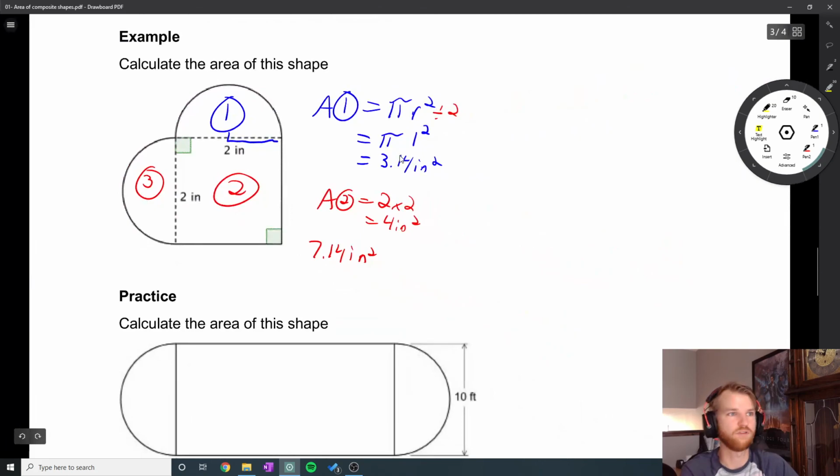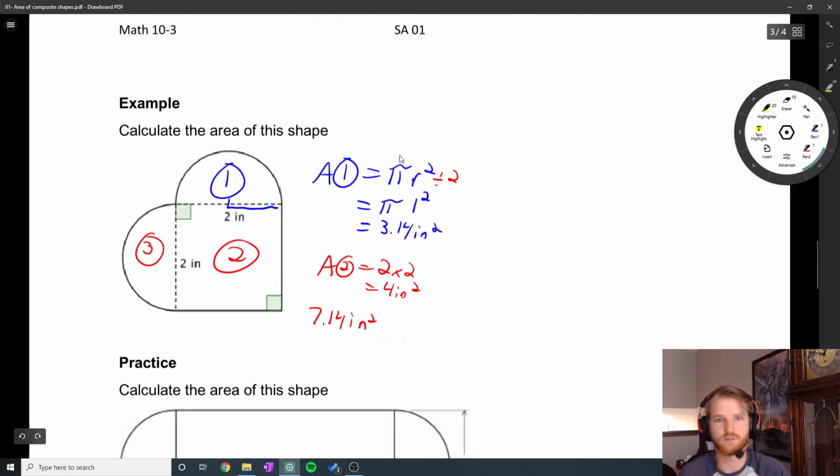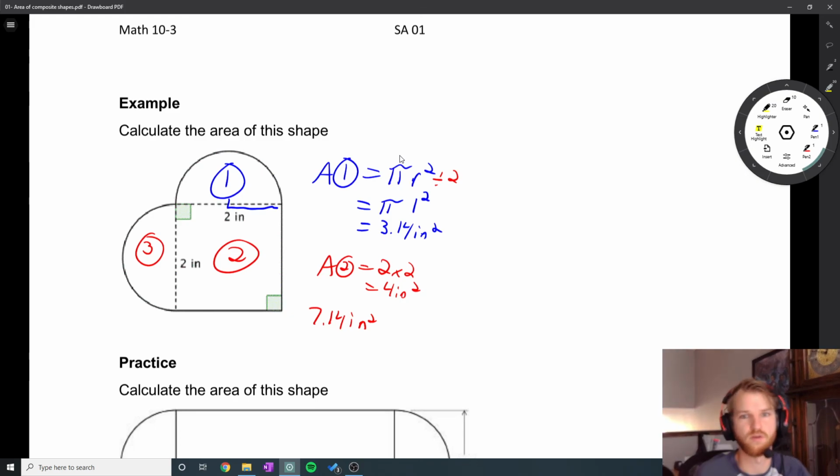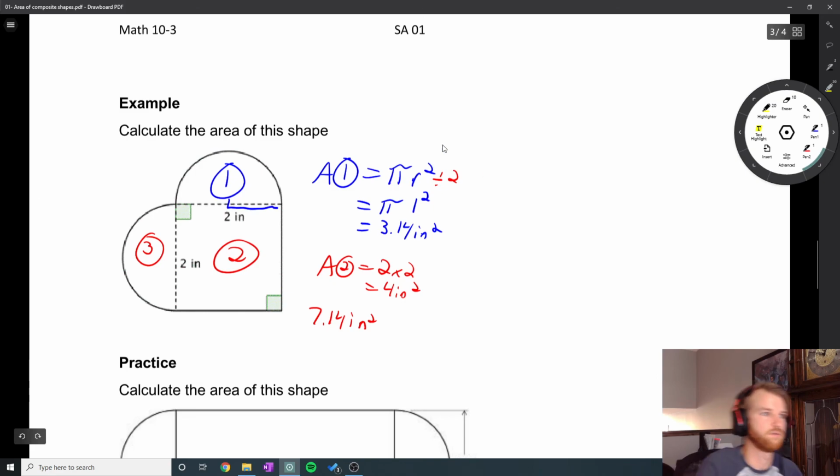All right, so that's it for this one. This was all just 2D shapes. The next lesson gets into 3D shapes, where we'd ask what's the surface area, like the area all around the outside of an object. But this is good practice for getting to that part. All right, so good luck on the assignment.